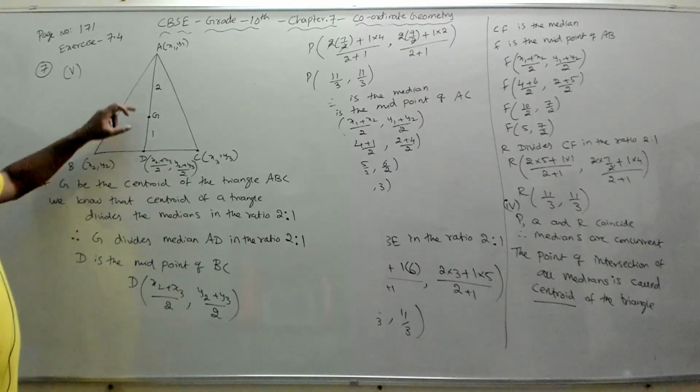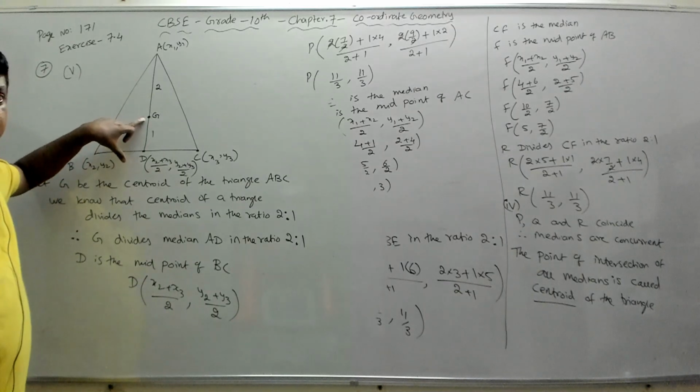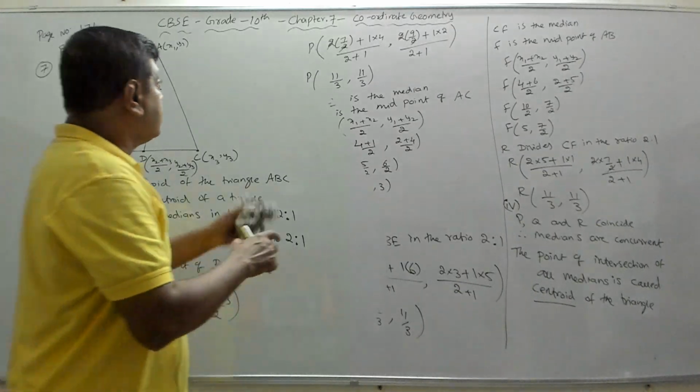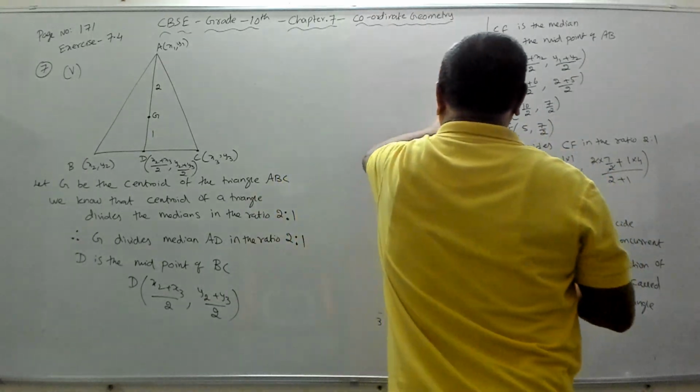Now we know D. Now we need to again apply the section formula to find point G. Right? So we'll write here what we know or what we have.